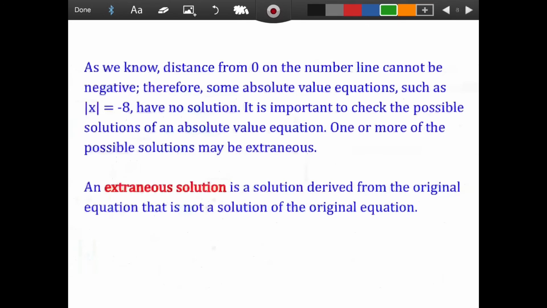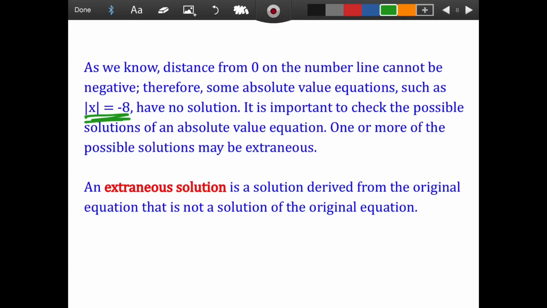So as we know, the distance from 0 on the number line cannot be negative. We talked about that a bunch of times already today. Therefore, some absolute value equations, such as the absolute value of x equals negative 8, have no solution. So for this problem, there is nothing that we can plug in for x to get a solution of negative 8. So that's no solution.